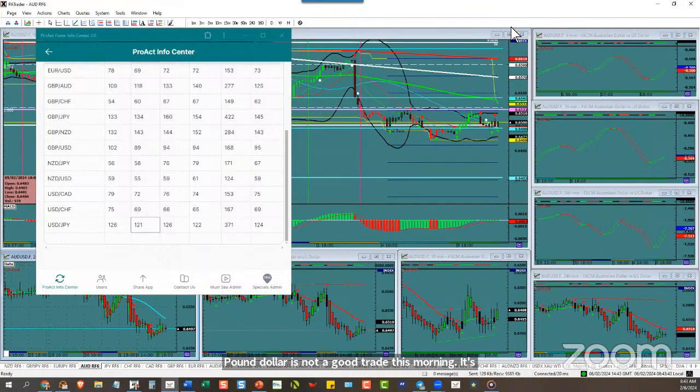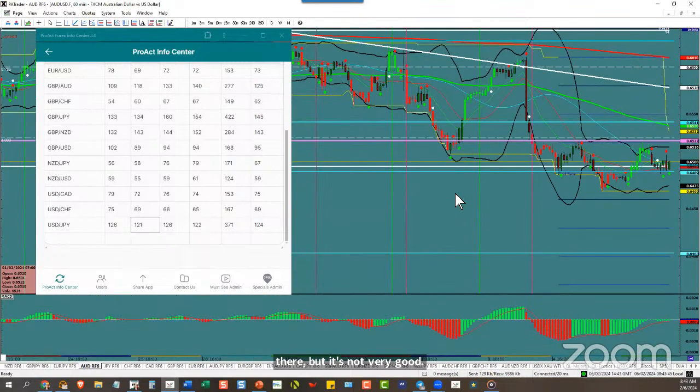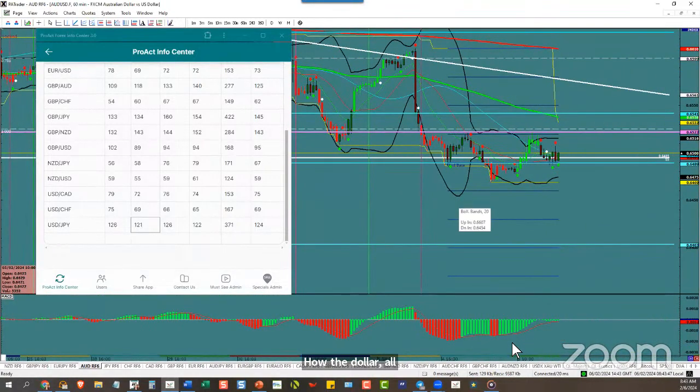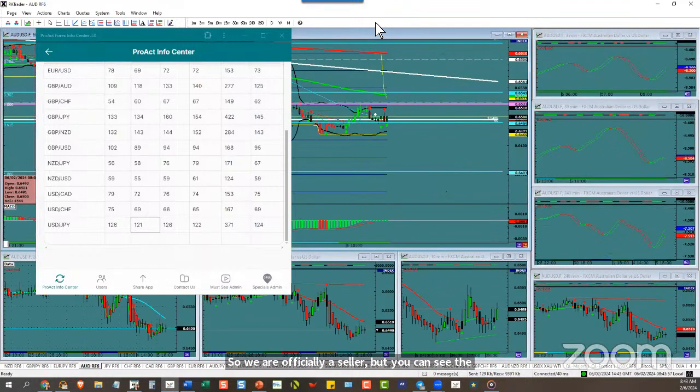Aussie dollar, all right, Aussie dollar hanging out here. Big flag again right here. We are below the zero line breaks on the MACD, so we are officially a seller, but you can see the bulls are trying to take control. All right, what do the three musketeers say about it? And the three musketeers say, we're trying to turn it up.